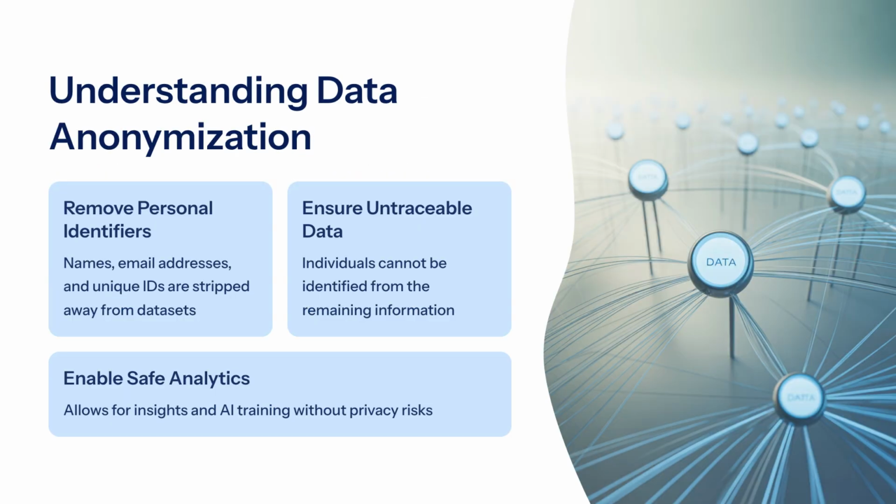Now let's talk about anonymization. The idea is simple. We remove personal identifiers like names, emails, or unique IDs. Then, even if data is used for analysis, it cannot be traced back to an individual. Why is this important? Because businesses often need insights. For example, a cafe may want to know what times are busiest, but they don't need to know that John Smith bought a latte at 3:45 p.m. Anonymized data makes analytics safe.